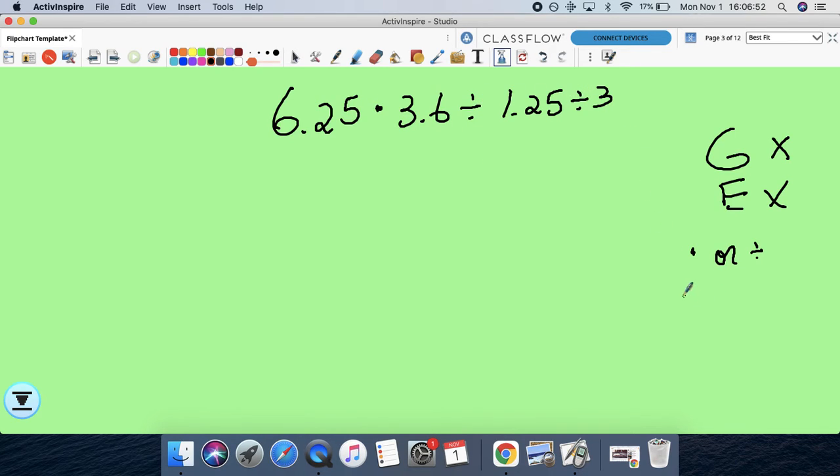So which one comes first? Well, from left, de la izquierda, a la derecha, we're going to look. So the first thing is going to be these two guys here. Okay, we're going to multiply 6.25 times 3.6.